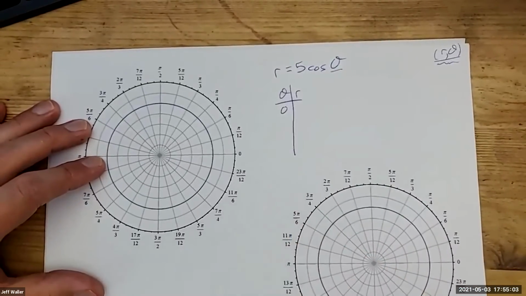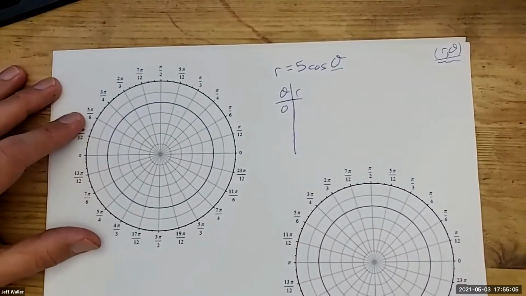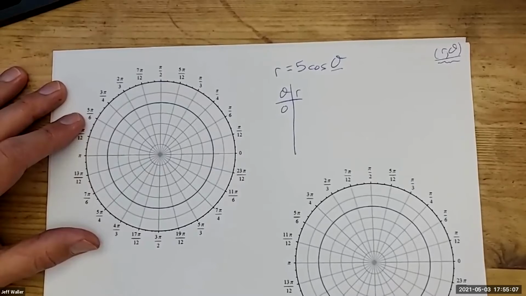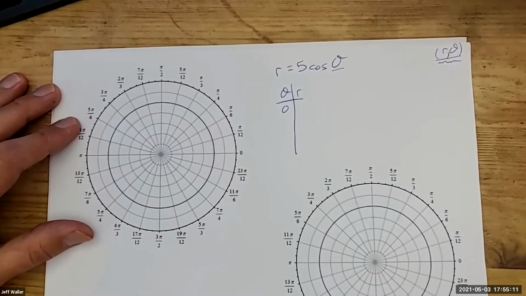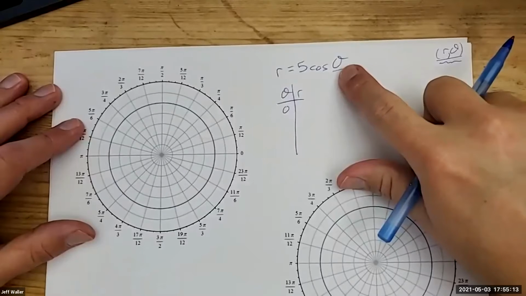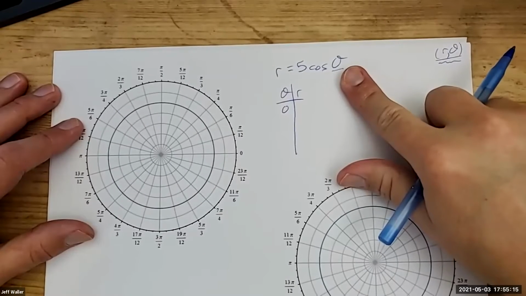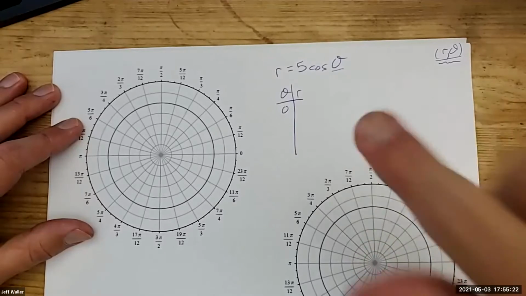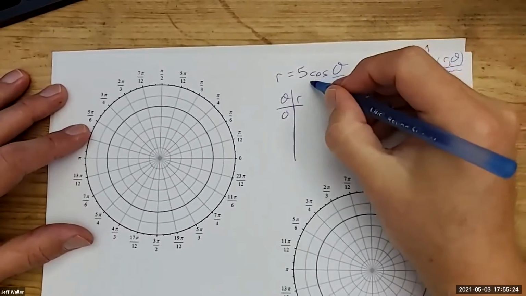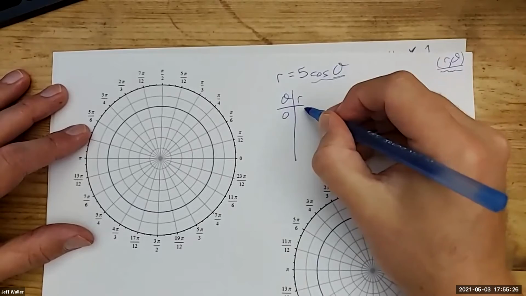Somebody who I haven't heard from yet, tell me. Don't make me call on you. I hate doing that. When you put a 0 in, what do you get?